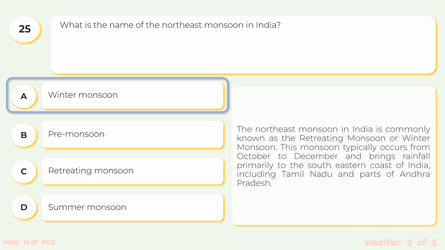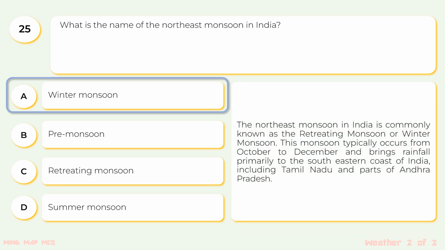Winter monsoon. The northeast monsoon in India is commonly known as the retreating monsoon or the winter monsoon. This monsoon typically occurs from October to December and brings rainfall primarily to the southeastern coast of India, including Tamil Nadu and parts of Andhra Pradesh.